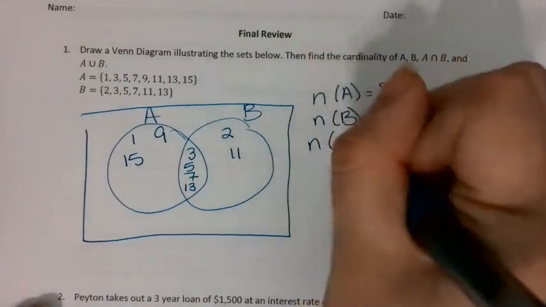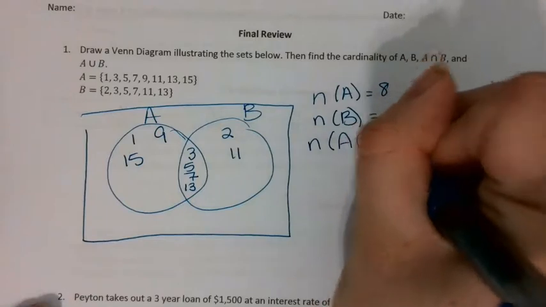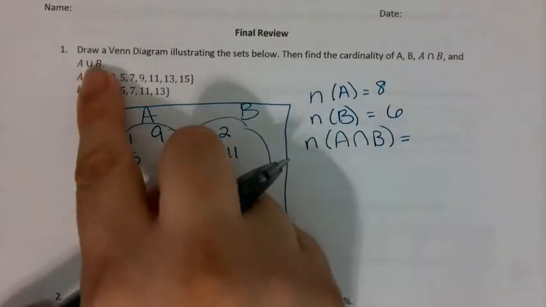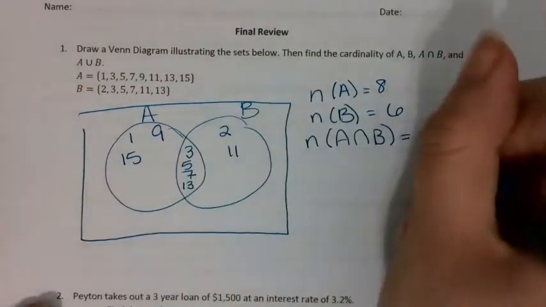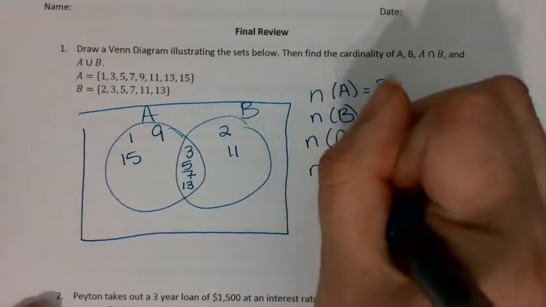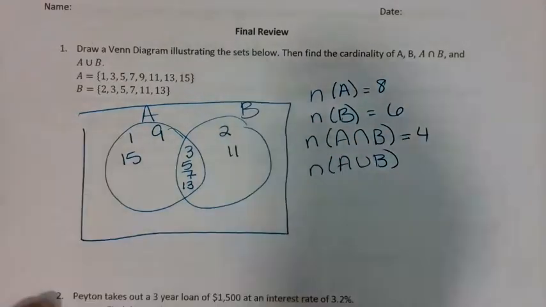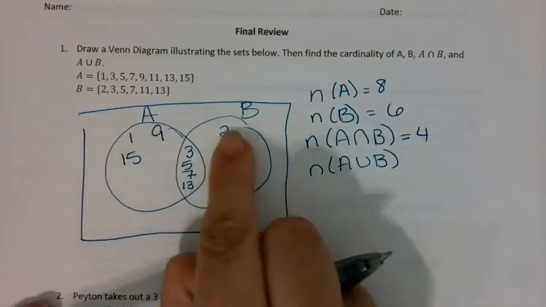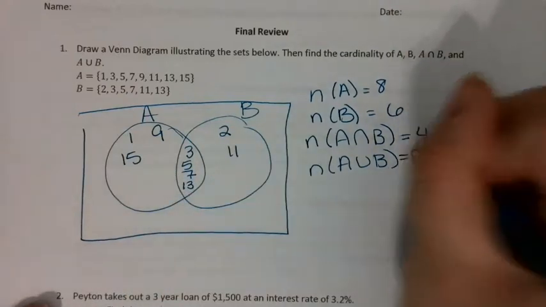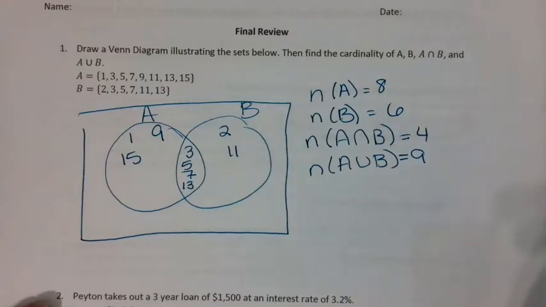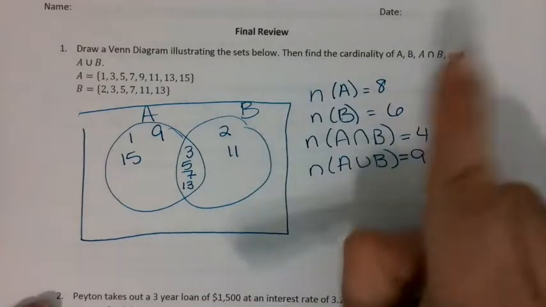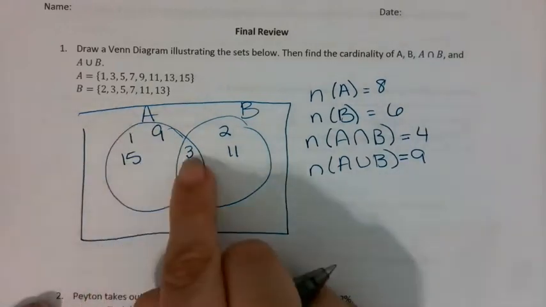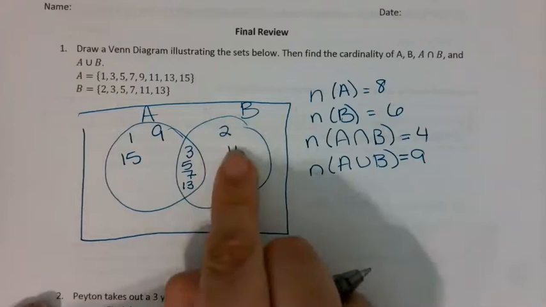And the cardinality of A unioned with B. Intersection with B. This one means intersection, U for union. In the intersection, there are 4. In the union, that's how many there are total. So there's 1, 2, 3, 4, 5, 6, 7, 8, 9. There are 9. There are not 9 total numbers. One, 2, 3, 4, 5, 6, 7, 8, 9.